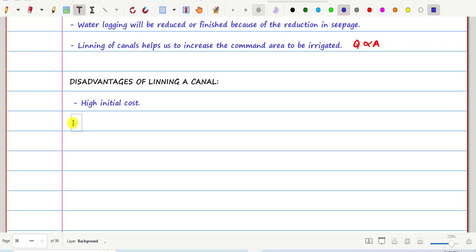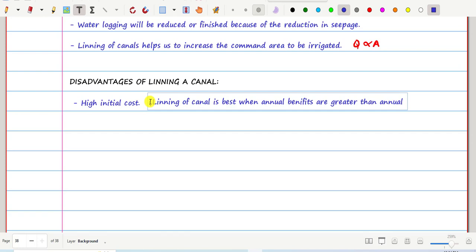So for this point, you can say that it is high cost, right? Lining of a canal is best when your annual benefits are greater than your annual investment. Okay.